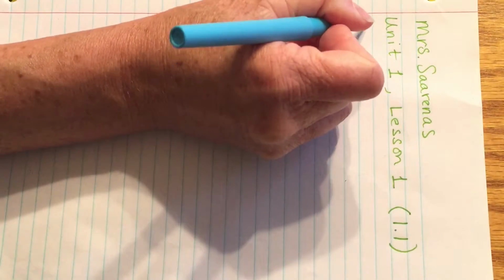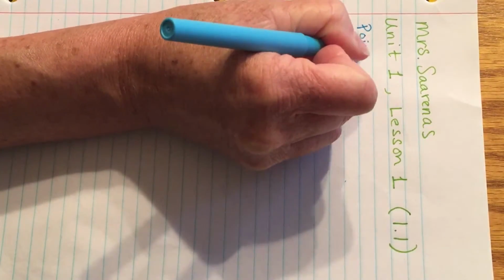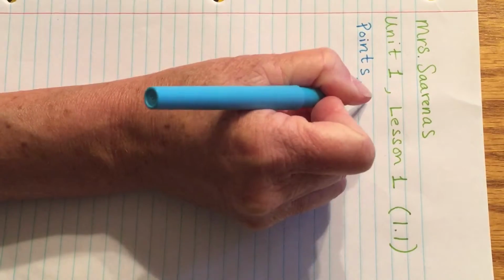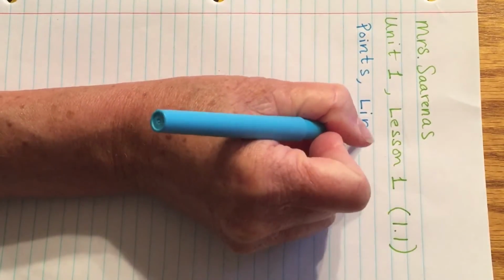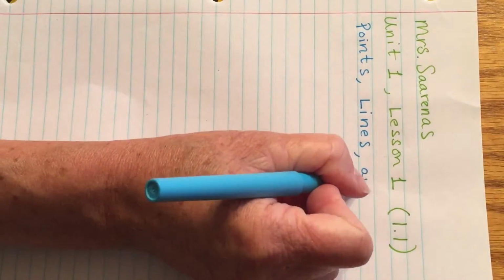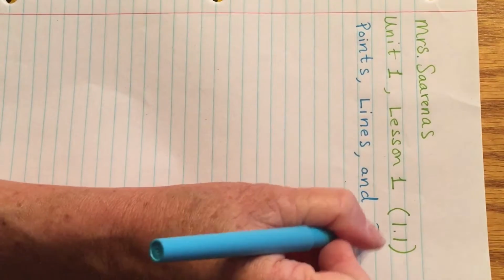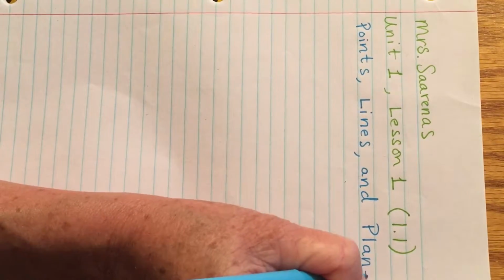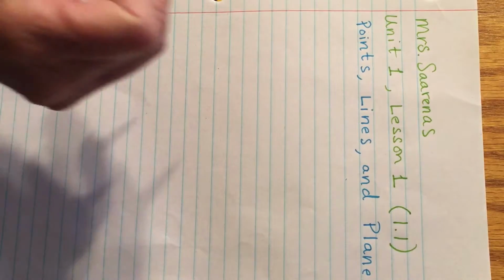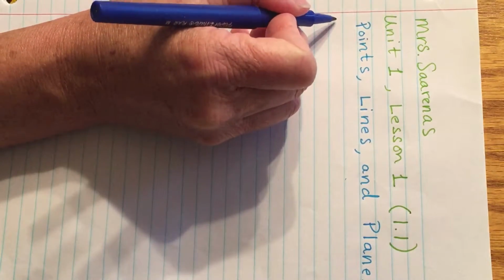Our topic for this unit is points, lines, and planes. These are considered the three undefined terms in geometry and are the foundation blocks for everything we do here forward. First of all, I'd like to talk about how to name a point.